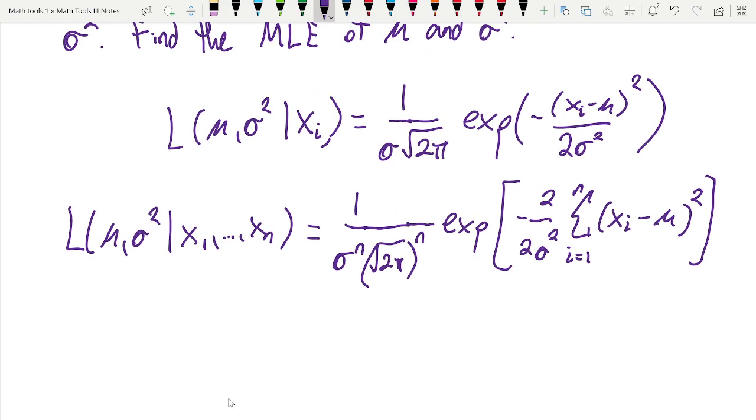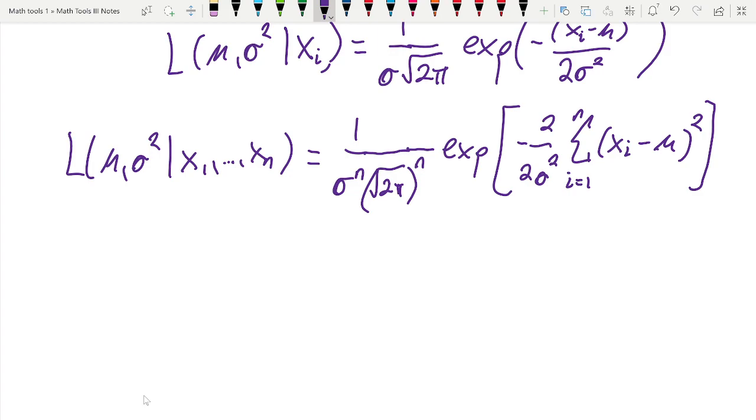Okay. So as you've also seen on some homework problems, it's much easier to work with the log likelihood function. So we take the log of this. Sometimes it's written just as little l of this function.